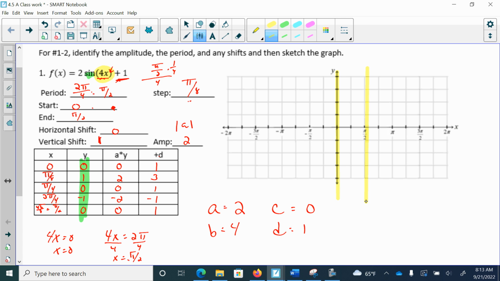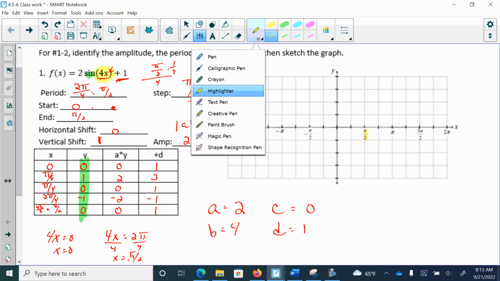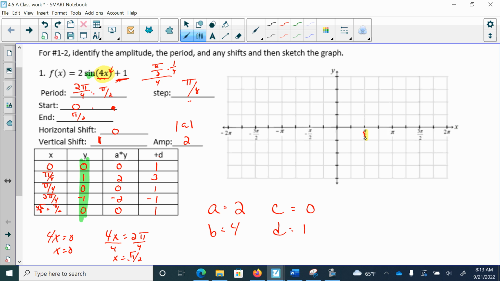So I'm going to decide that I don't want to deal with it that small, and I'm going to change my scale. So what I'm going to do is leave 0, 0, but I might make this, let's say, pi over 8. So then this would be 2 pi over 8 or pi over 4. This would be 3 pi over 8. And finally, this would be 4 pi over 8 or pi over 2.